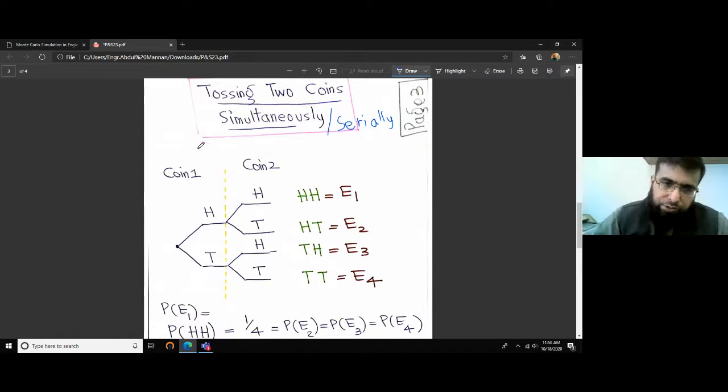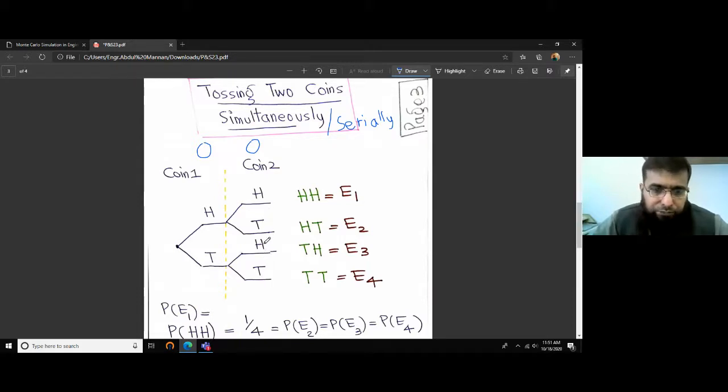We have two coins, this coin and this coin. So the outcome is, for example, head, and then we toss coin two. Then the outcome would be head or tail. And if on coin one we have a tail, and we then toss coin number two, this can be head or tail.